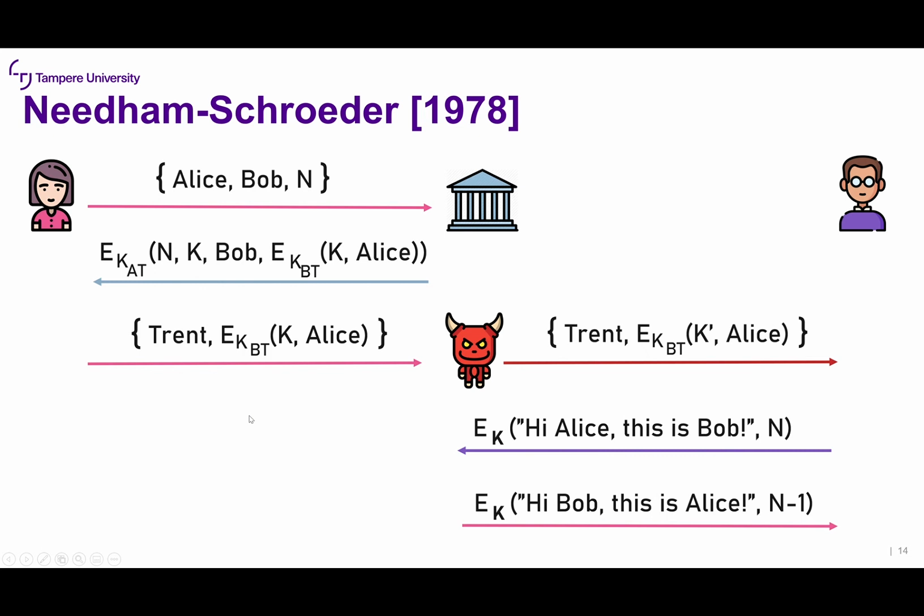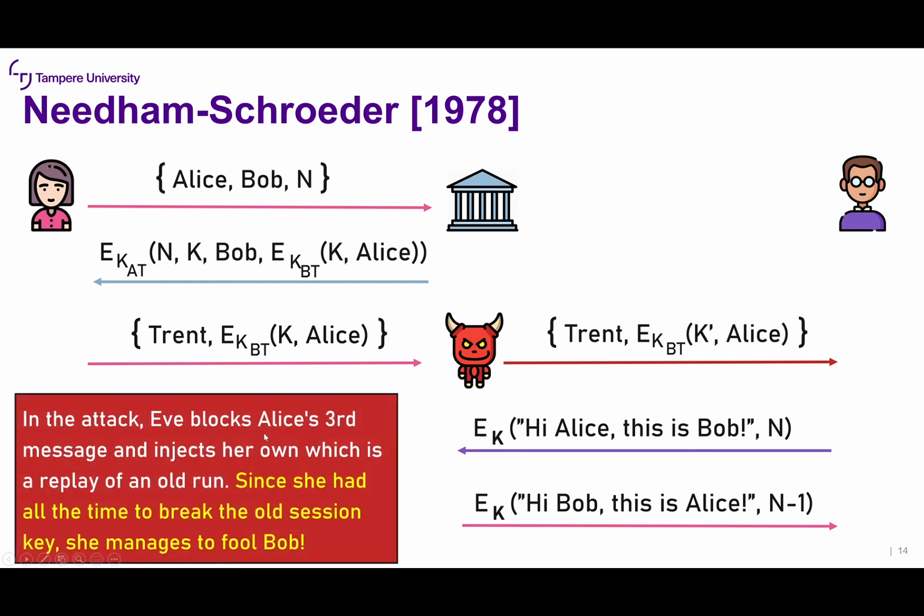So Eve can run the protocol properly because she has access to K prime, and all of these messages from now on are encrypted with K prime, right? So in the attack, Eve blocks Alice's third message and injects her own, which is a replay of an old run. Since she had all the time to break the old session key, she manages to fool Bob, right?